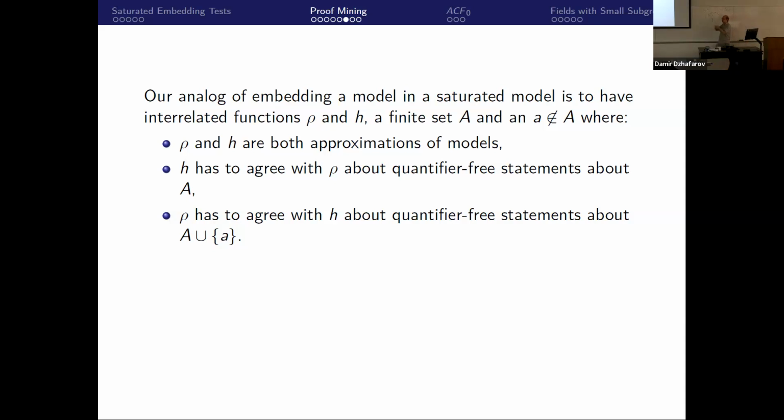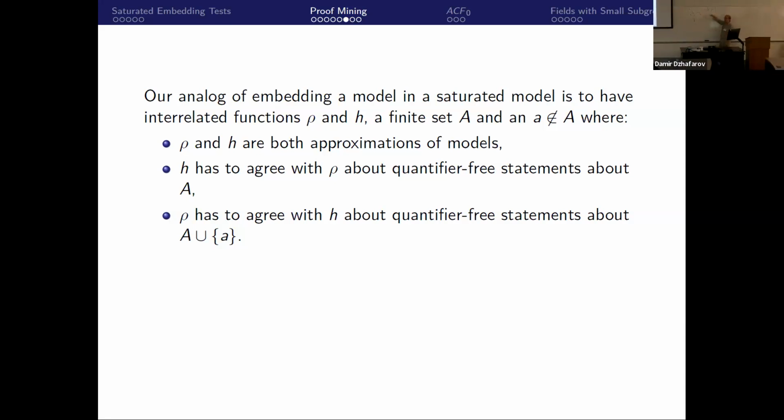So rho outputs, rho announces, "Hey, I've decided that this thing is true about the quantifier-free part, and H has to go along with it." Okay, well, you know what that looks like, so I've got to accept that. But then H outputs things about this extra element, and rho has to accept that. So rho is saying, I'm building part of a model, and H is saying, okay, but here's one extra element I want you to include.